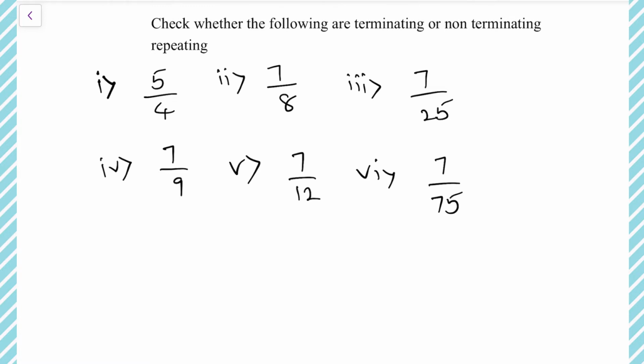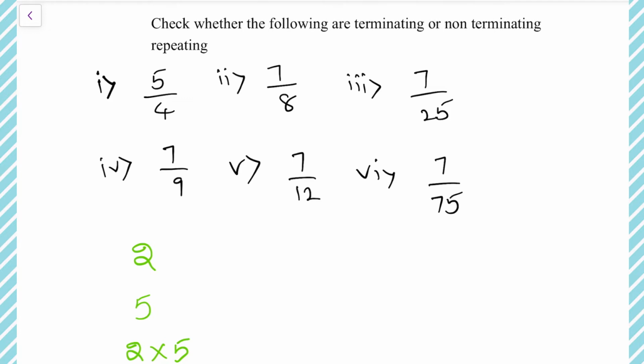It's a very simple thing. In the denominator, if only number 2 is there, or only number 5 is there, or 2 and 5 both are there, then we can say that it is terminating. Besides this, 2 or 5 or 2 and 5, if any other number is there, then immediately we can say that it is a non-terminating repeating type of decimal.